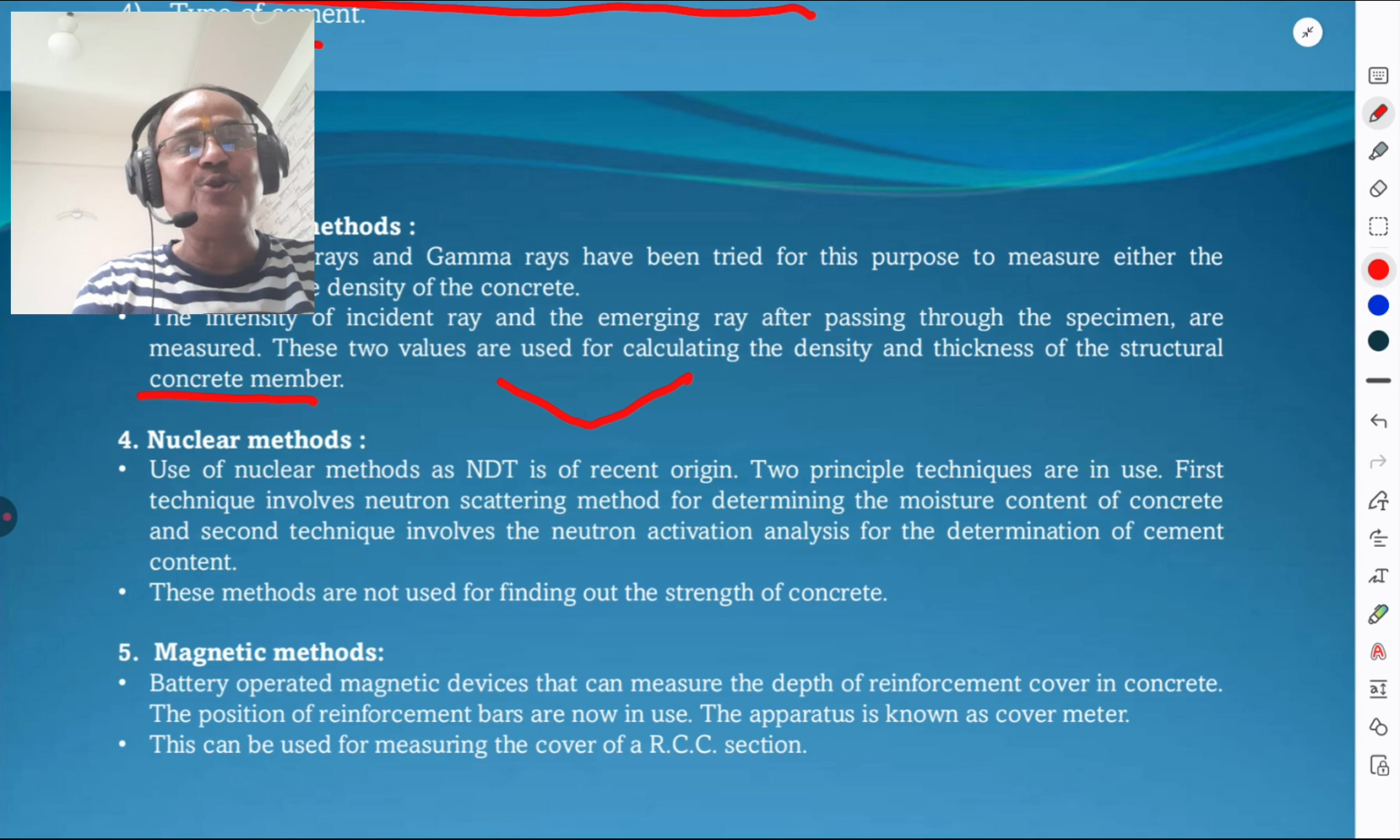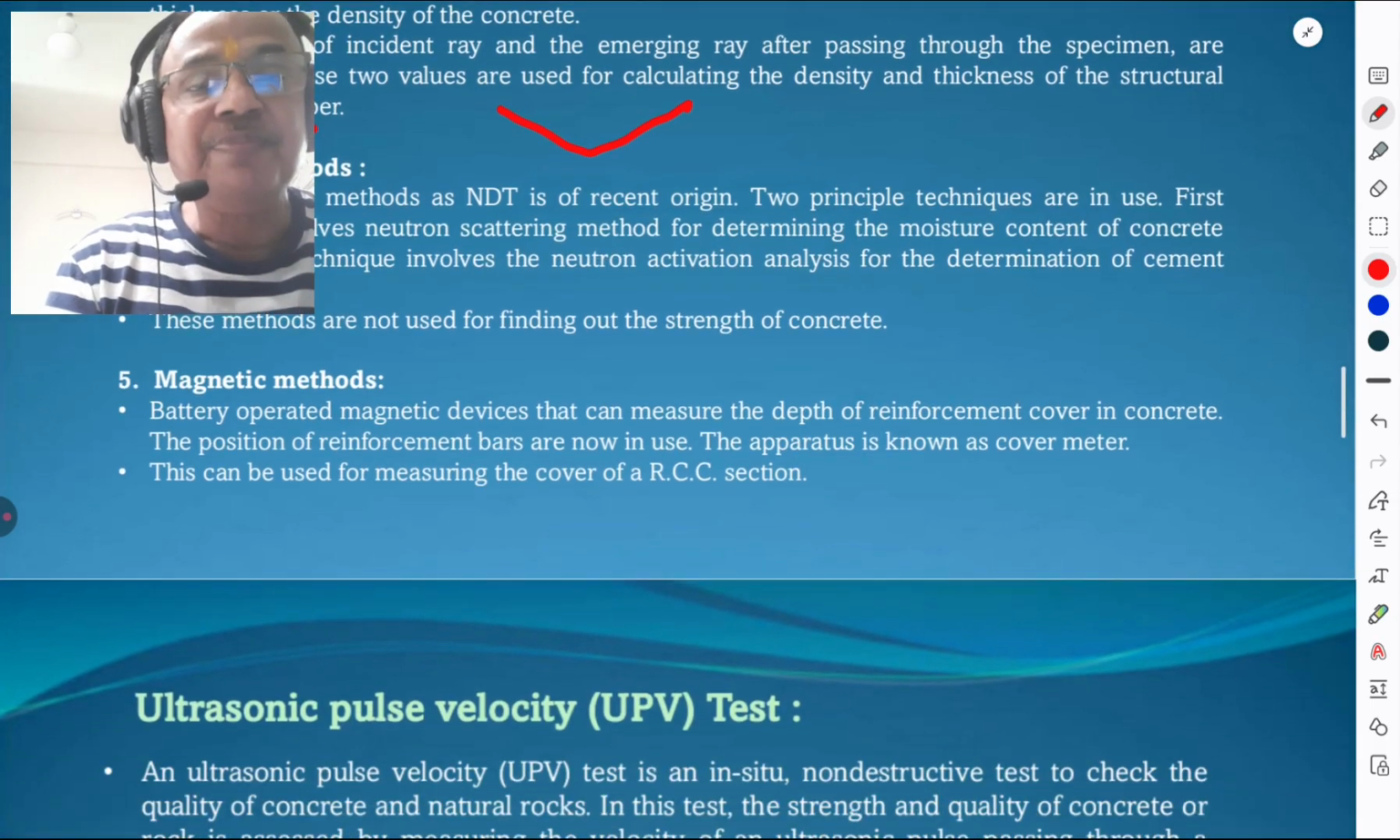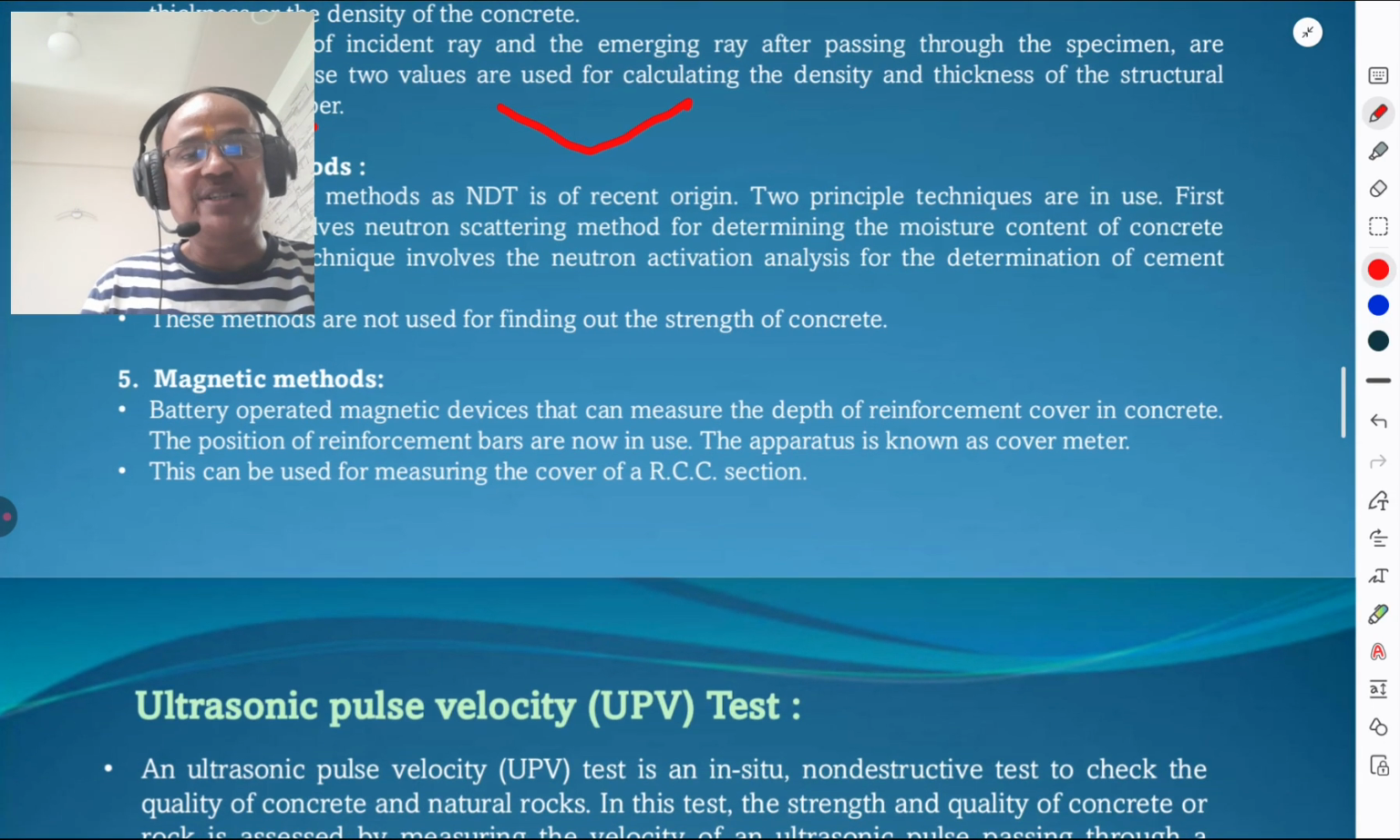These methods are not used for finding out the strength of concrete. म्हणजेच काय मेजर करतात त्यात न्यूक्लिअर मेथड्सनी, एक तर मॉइश्चर कंटेंट मेजर करतात किंवा सेकंड सिमेंट कंटेंट मेजर करतात. Then we are going to discuss the magnetic methods.